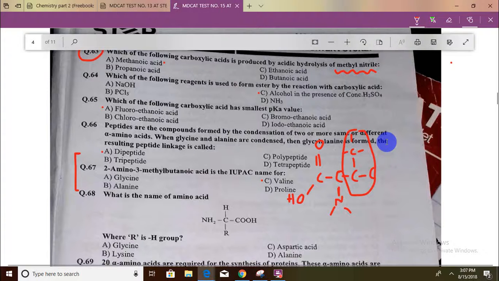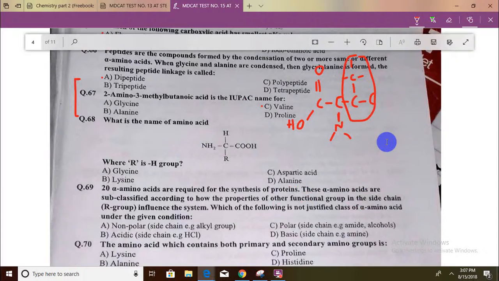So what is the name of the amino acid where the side chain is an H group? This is obviously glycine, the simplest amino acid. 20 alpha amino acids are required for the synthesis of proteins. These alpha amino acids are subclassified according to how the properties of other functional groups in the side chain influence the system. Which of the following is not a justified class of alpha amino acid under the given condition?